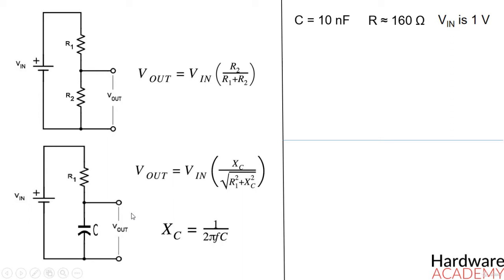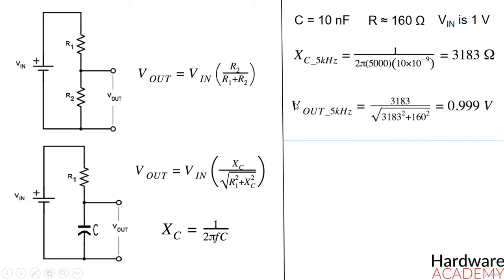First, let's calculate the amplitude of the output voltage at the audio signal frequency, which is 5 kHz, right? In order to calculate the output voltage, first we need to calculate the reactance of the capacitor at 5 kHz. And inserting all the values in this equation, we will get a reactance of 3183 ohms. Now that we know this, the output voltage at 5 kHz will be 0.999 volts.